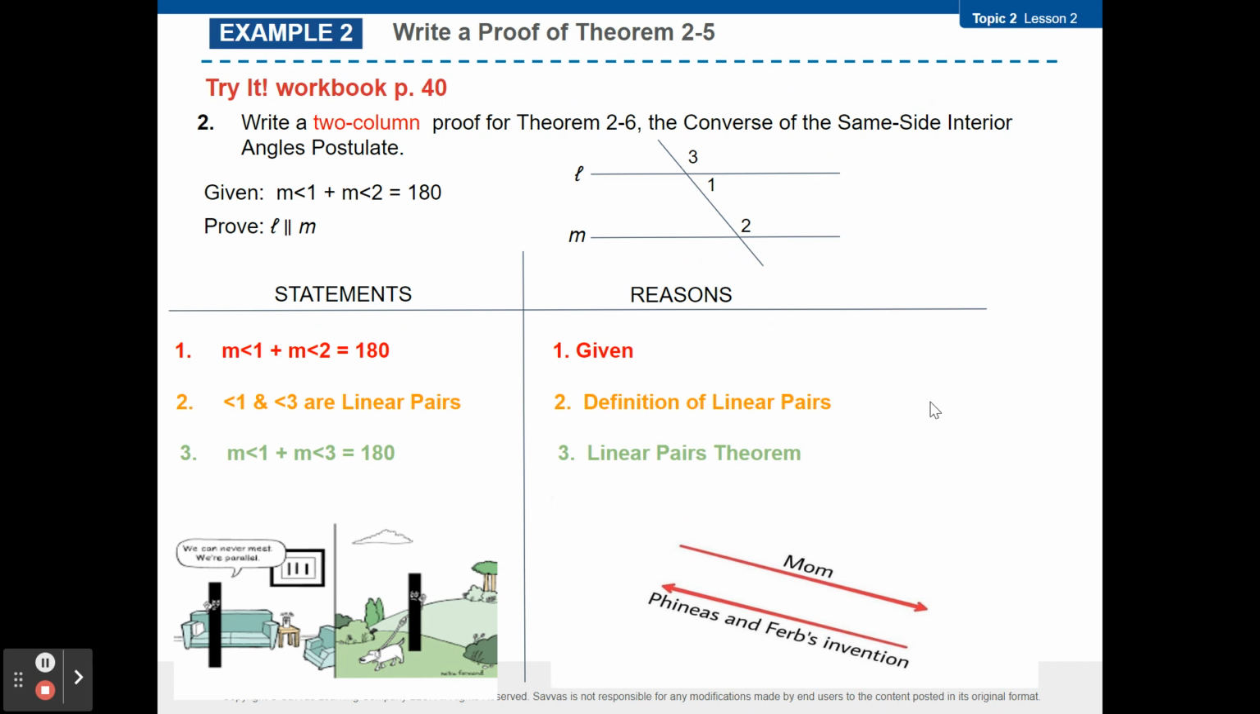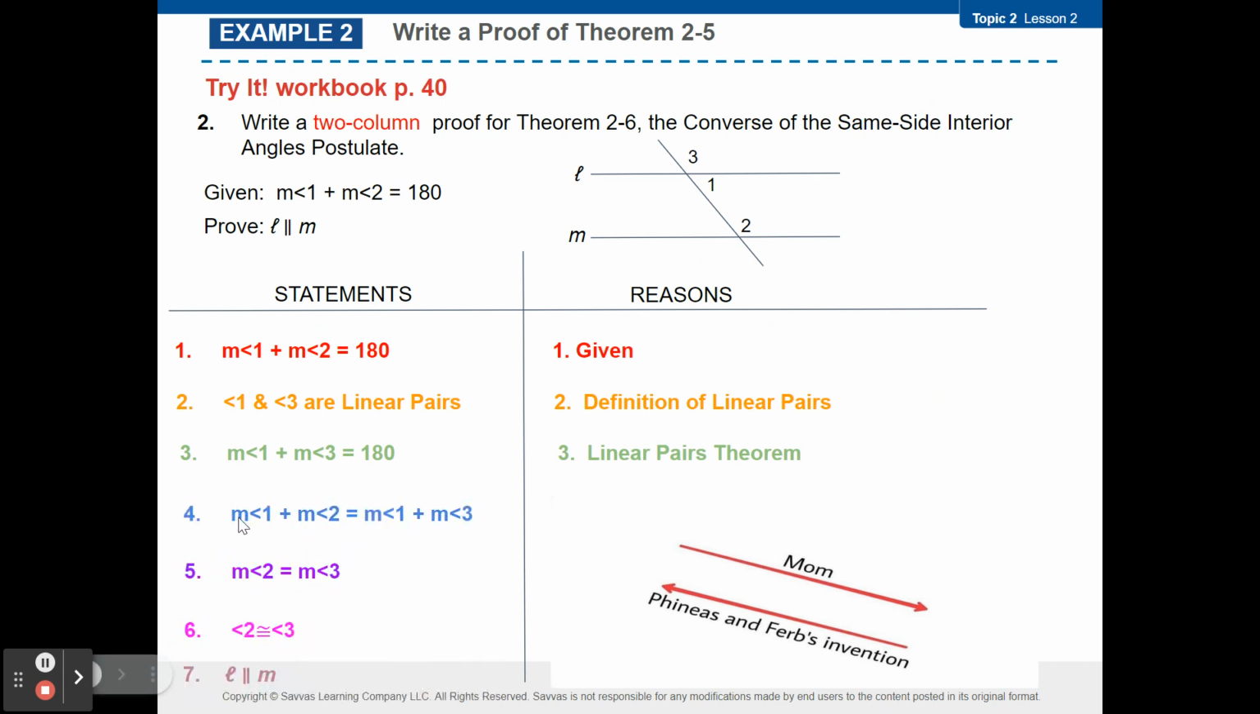All right. So let's take a look at the next. So now I'm saying the measure of angle 1 plus the measure of angle 2 equals the measure of angle 1 plus the measure of angle 3. What's my reasoning? There's technically 2 that would be valid. Give me one of them.